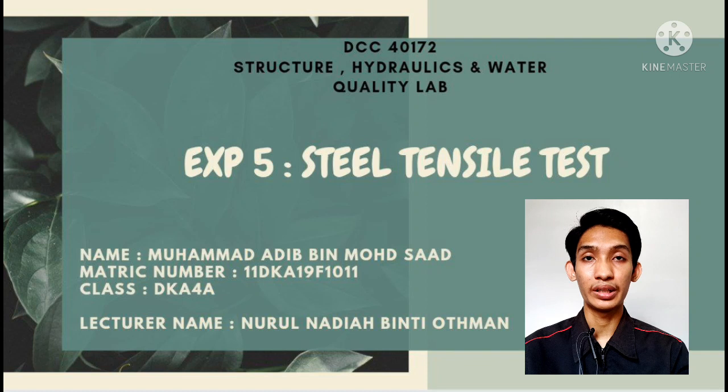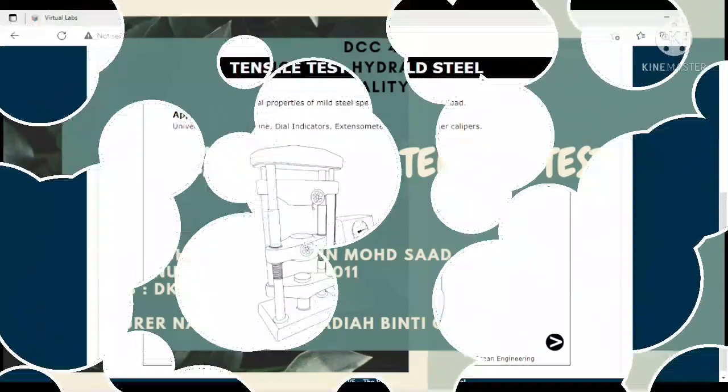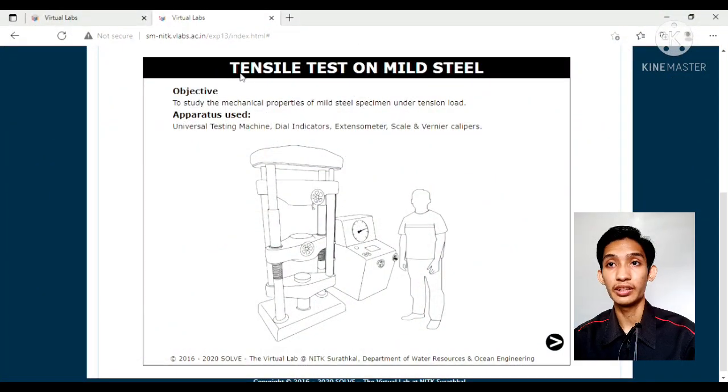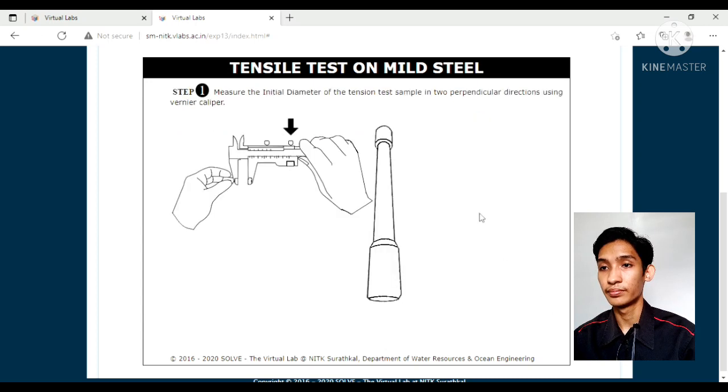Today, I would like to do Experiment 5 about the steel tensile test: simulation tension test on mild steel. The objective of the experiment is to study the mechanical properties of a mild steel specimen under tension load. Apparatus used: universal testing machine, dial indicator, tensometer, scale, and vernier caliper.